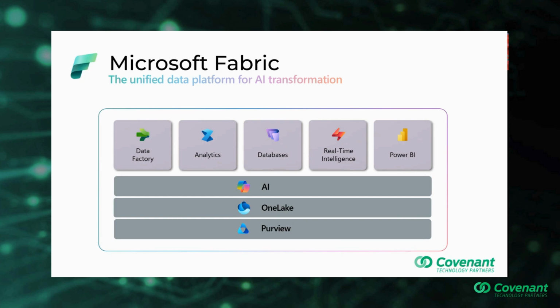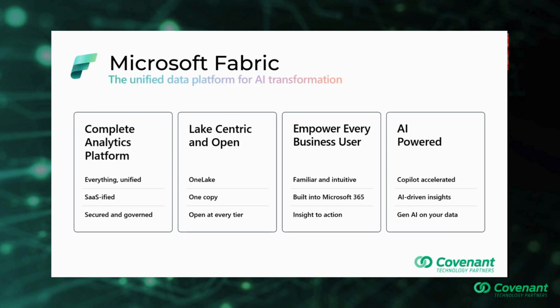But the best way of just thinking about it at a high level is that this is a software as a service data platform. It has everything that can be unified here, meaning that the different components all talk to each other, they all work with one another, and they can all be built upon one another. So that's kind of the general concept here of what Fabric is. Fabric is also built upon four key tenets. The first of these is this idea of it being a complete platform, so that everything that you need is under this one umbrella. The second is being open and lake-centric.